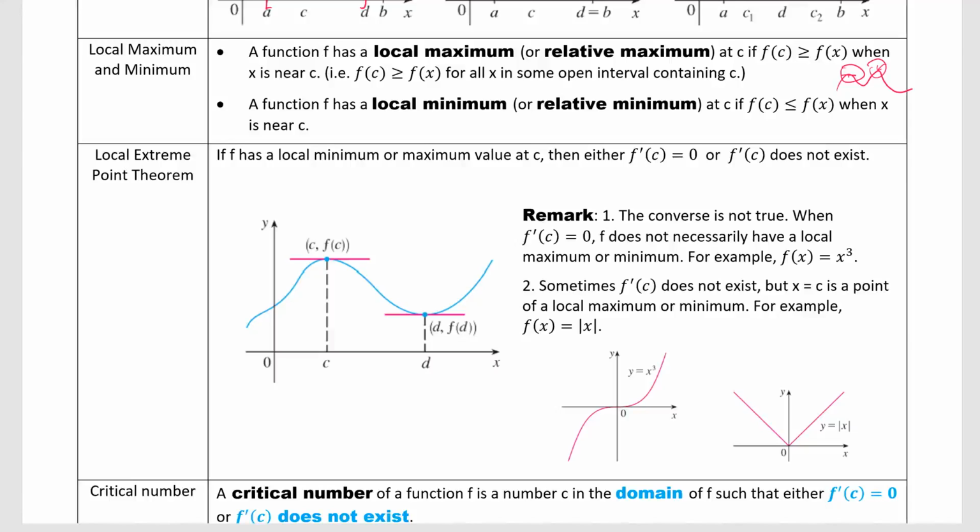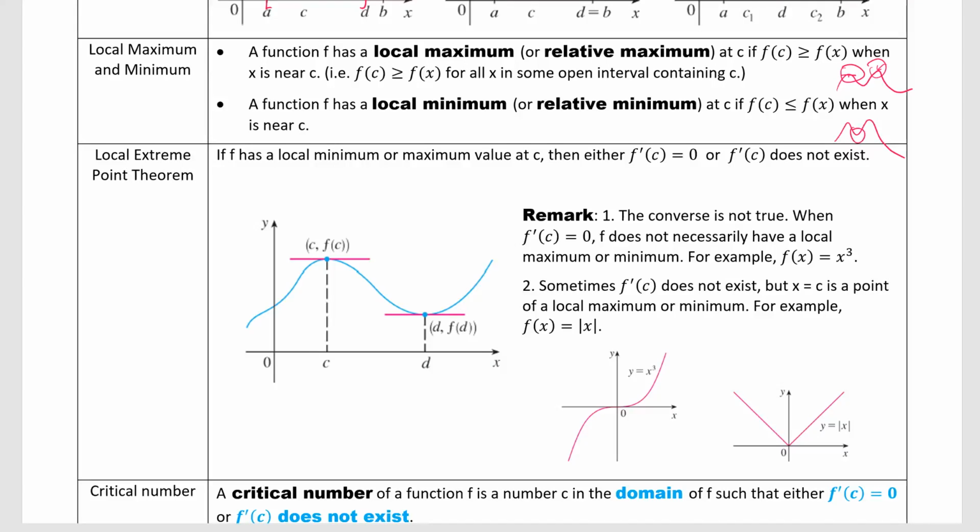Similarly, a function f has a local minimum, or relative minimum, at c if f of c is less than or equal to f of x when x is near c. So if we draw a picture, this one is a local minimum. However, it might not be the absolute minimum. In this case, we might not have an absolute minimum, because if the function goes down forever, then we don't have it.